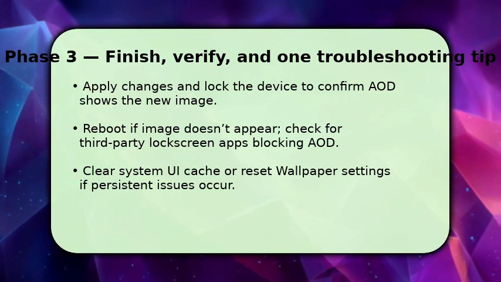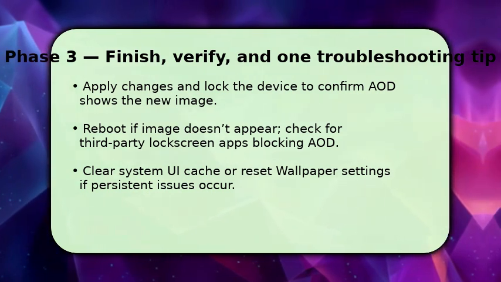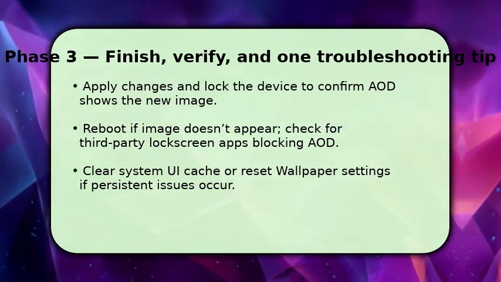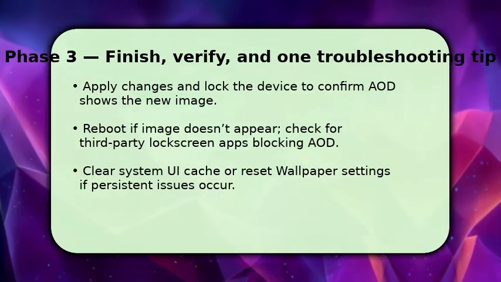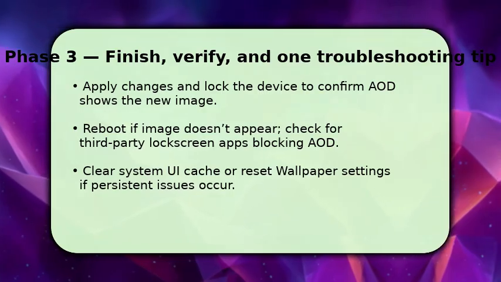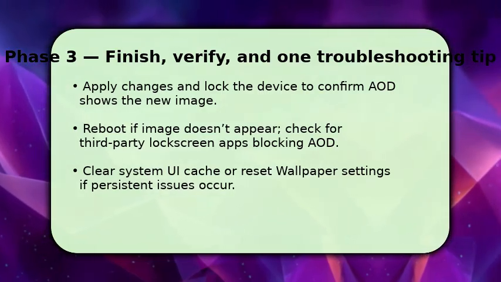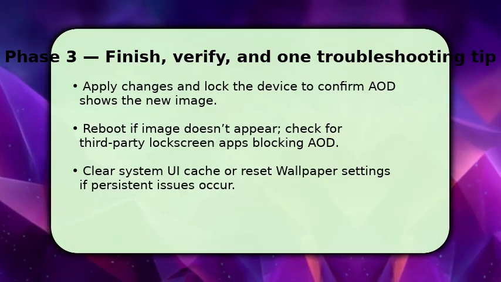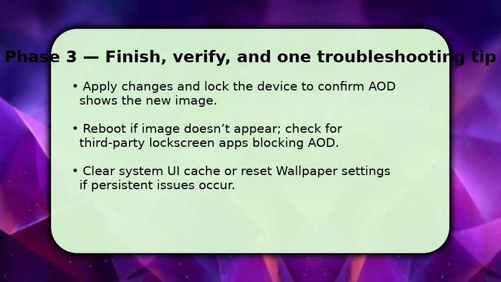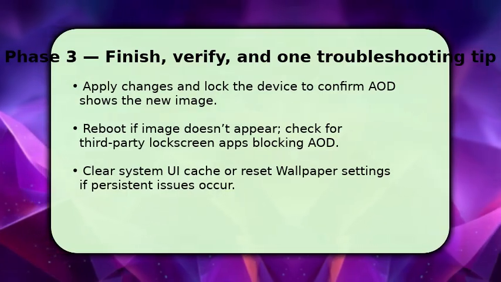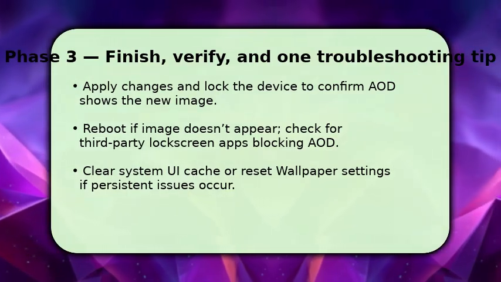That verifies success. If the image doesn't appear, reboot the device first, because a restart resolves many permission hiccups. Make sure no third-party lock screen or battery saver is blocking AOD. Disable such apps temporarily. If problems persist, clear the system UI or wallpaper app cache and reapply the image. These steps usually fix the common issues and get the always-on display working.